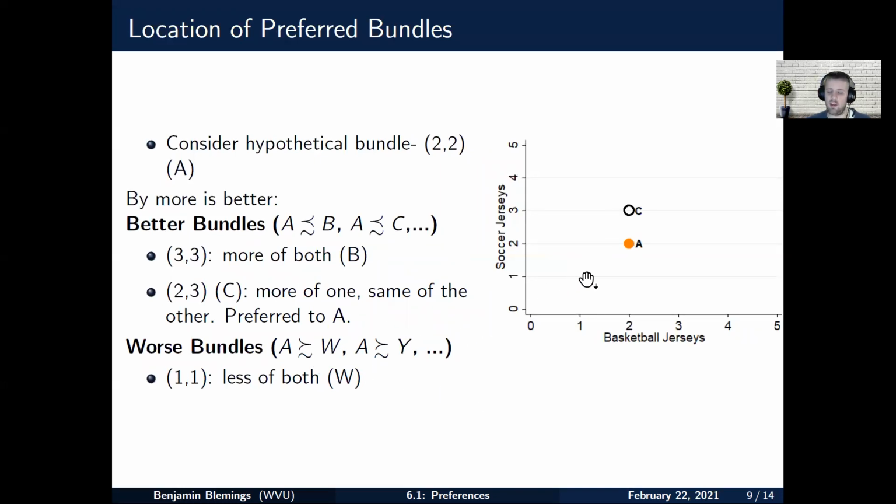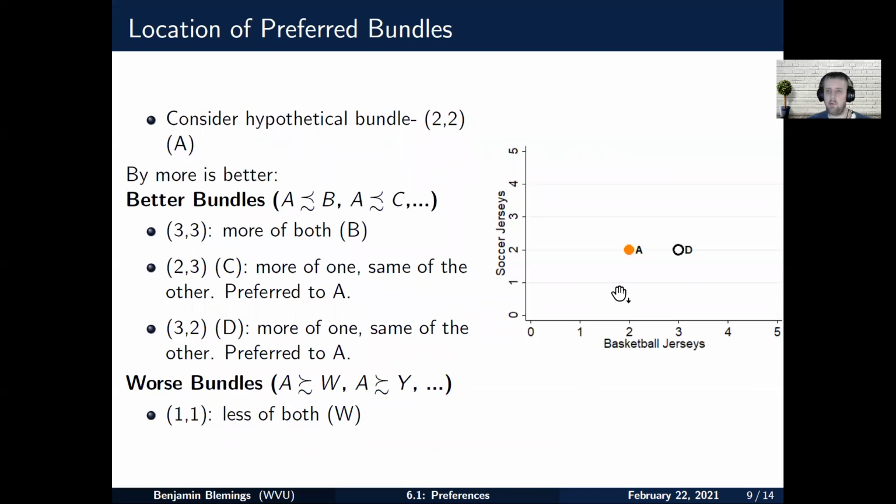So you'll notice in point C, you have more soccer jerseys, but the same amount of basketball jerseys. So since you still have the same amount of basketball jerseys, but you got an additional soccer jersey, you didn't lose anything. And so we can say for certainty that point C is preferred to point A. And point D, kind of the symmetric case of that, is that if you have the same number of soccer jerseys too, and you gain an additional basketball jersey, we know that you'll be better off because you haven't lost any soccer, but you've gained a basketball jersey. So point D is preferred to point A.